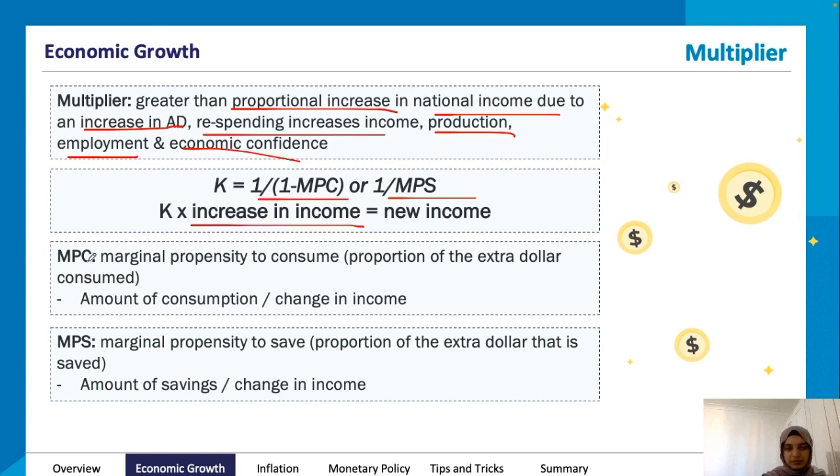Okay? So MPC is your marginal propensity to consume, or the proportion of your extra money, so every extra dollar, consumed. Okay, so amount of consumption divided by change in income is how you get your MPC. MPS is the marginal propensity to save, so the actual proportion of the extra dollar that is saved. Okay, so amount of savings divided by the change in income. So one is related to spending, one is related to saving.